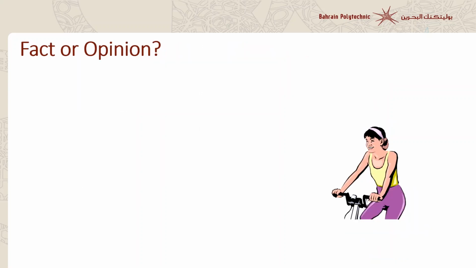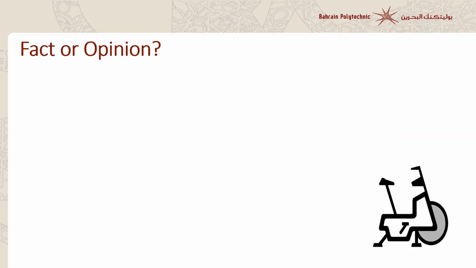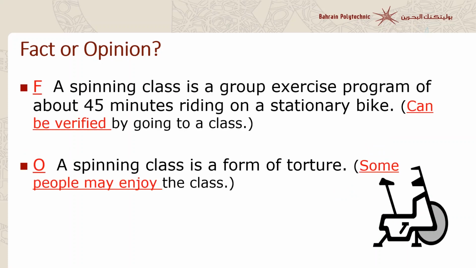Let's try these. On your screen now, I have two statements. Tell me which one is a fact and which one is an opinion. Let's see your answers. You're correct. The first statement is a factual statement because it is something that you can verify by going to the class, for example. And the second statement is obviously an opinion because it is based on a person's perception.